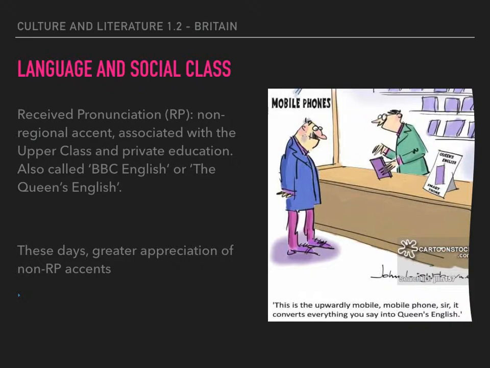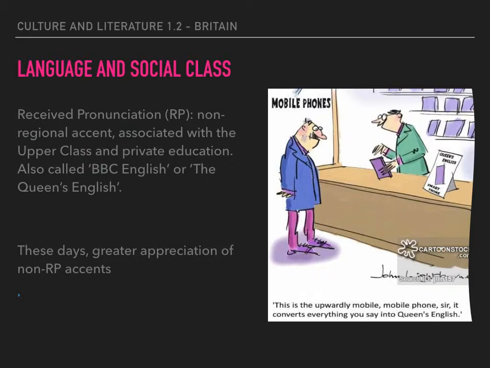Now, another aspect is language and social class. So the type of English that is most prevalently taught in the Netherlands is RP, or received pronunciation. You've discussed this in your linguistics classes. Now, this is a non-regional accent associated with the upper class or the upper middle class. And it's also called BBC English and sometimes the Queen's English, even though this can be left up to debate because there are aspects of the true upper or aristocratic class that are different from RP.